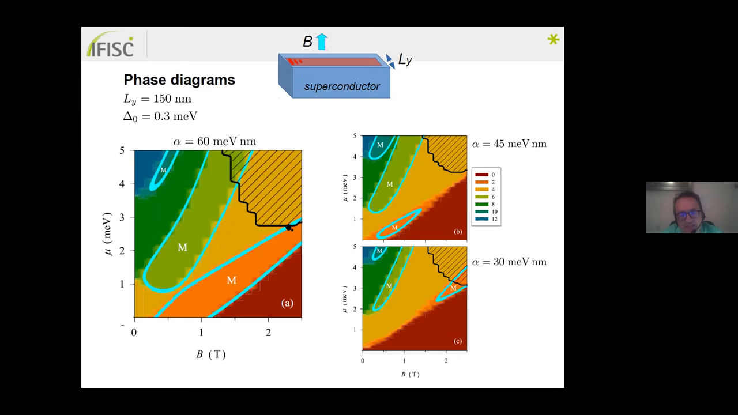The black line is indicating the region with gapless mode in the hybrid nanowire with induced superconductivity. So we see that in this upper part of the diagram, there are gapless propagating modes. When we look at the evolution from a relatively weaker spin orbit interaction to a stronger spin orbit interaction, we see that the phase diagram then shows the formation of Majorana regions at lower chemical potential and lower magnetic fields, while in this region, Majorana modes were absent, for instance, with 30 milli electron volt nanometer.